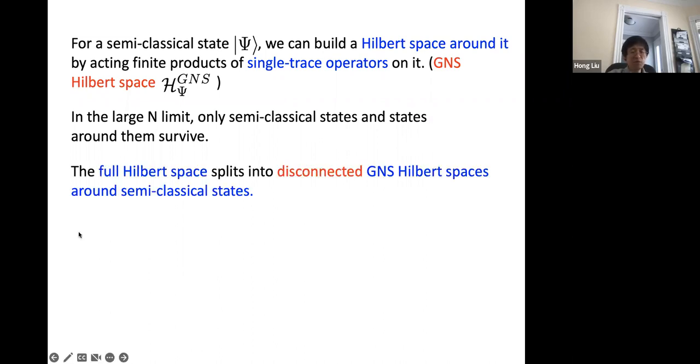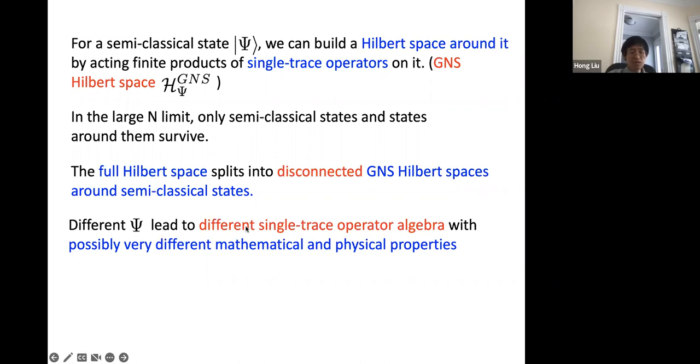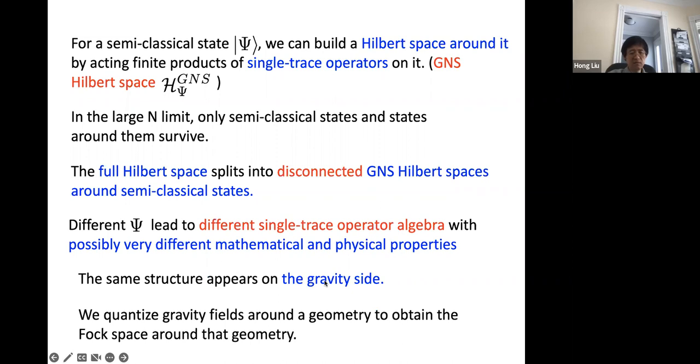So this implies that in the large N limit, the full Hilbert space actually splits into disconnected GNS Hilbert spaces around semi-classical states. Essentially you don't have a single Hilbert space structure; you have just disconnected Hilbert spaces. A different psi leads to different single trace operator algebras and very different mathematical properties, etc. And the same structure appears on the gravity side, because there we essentially quantize gravity around a geometry to obtain the Fock space around that geometry.